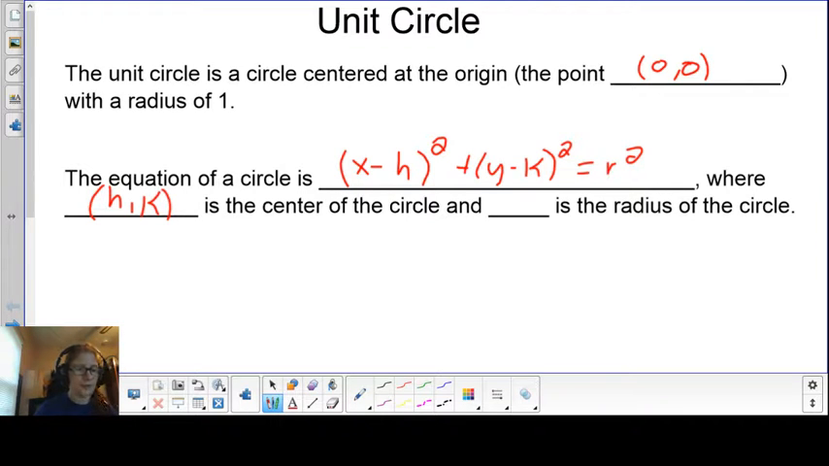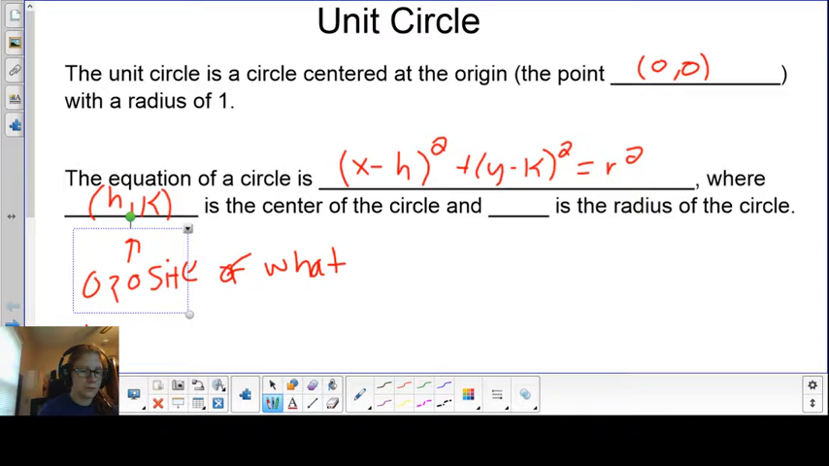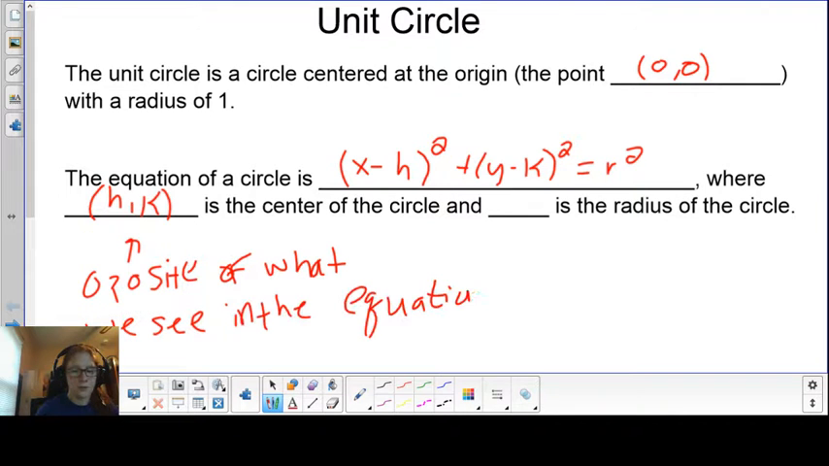And not only is that the center of the circle, but this is opposite of what we see in the equation. Because if you notice up above, my h and my k appear to be negative, but we need to remember that we're going to do whatever the opposite is of what we see. So if they're negative in the equation, they're actually positive. If they're positive in the equation, they're actually negative.